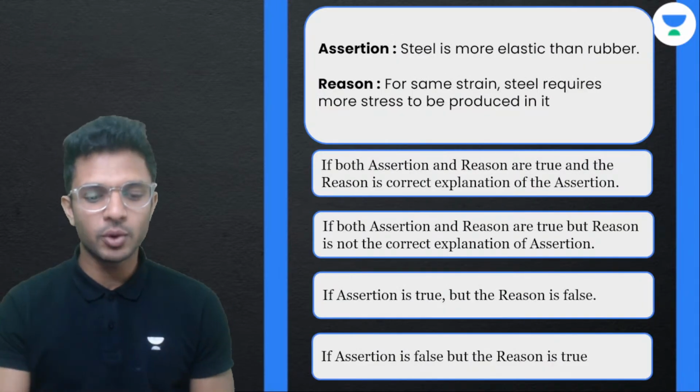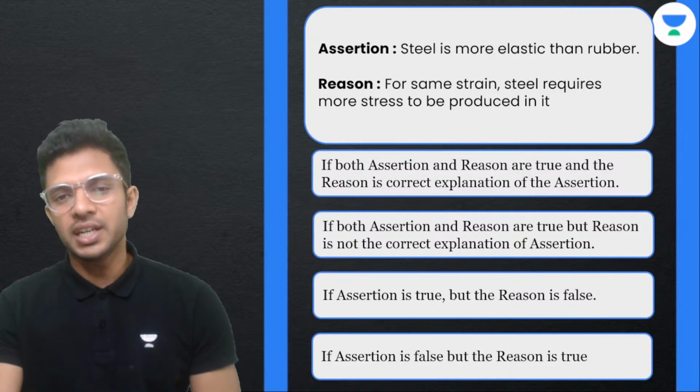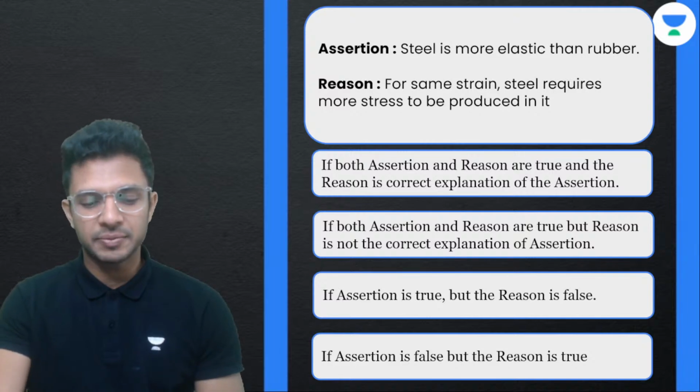So next, we have four assertion-reason type questions. Read the assertion, read the stated reason, and go for it.